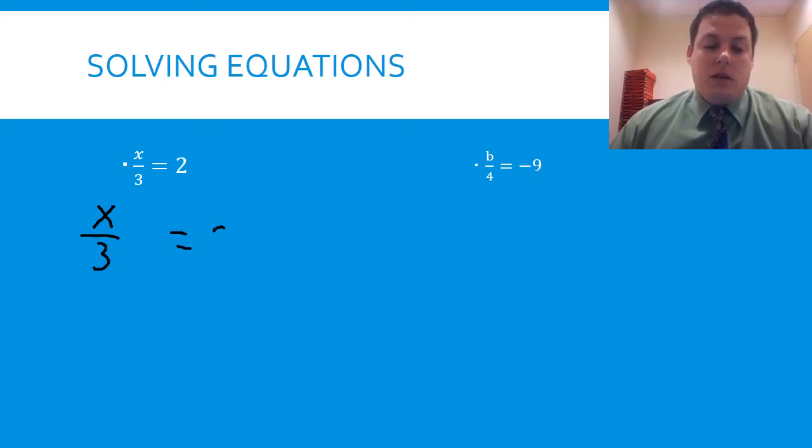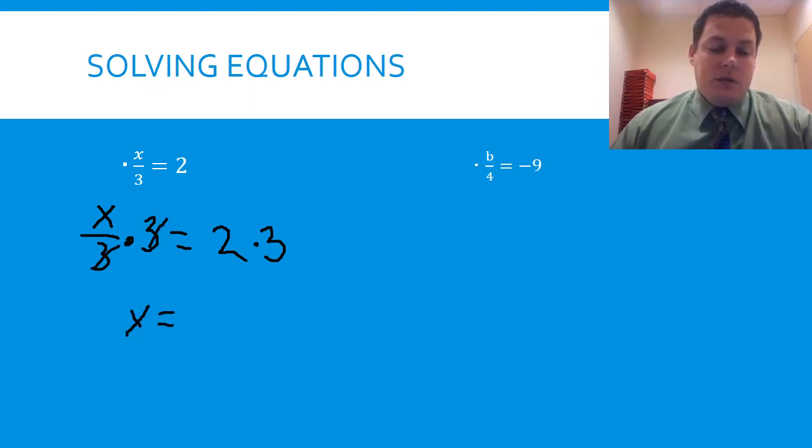So in order to undo division, we need to do multiplication. We need to do the opposite or the inverse operation. So since I'm dividing by 3 here, I want to multiply by 3 to undo it. These will cancel. I'm left with x equals 2 times 3, which is 6. Because whatever I do to one side, I do the same thing to the other.